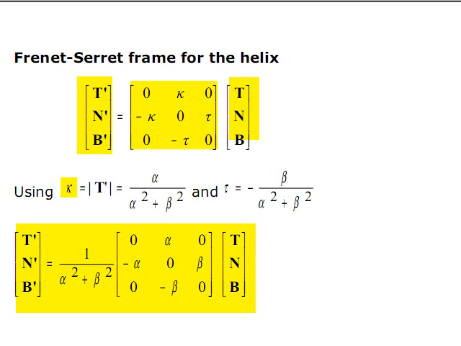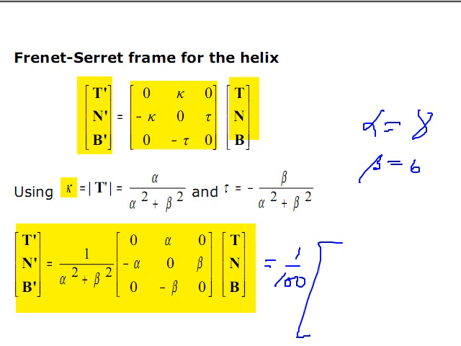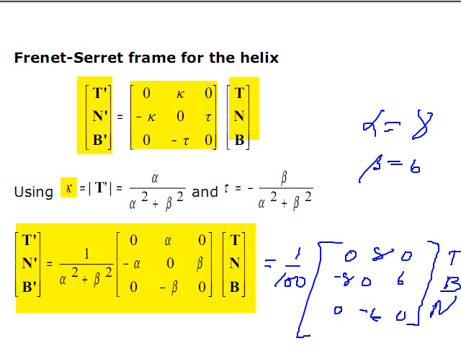Now if you have some numbers, it's pretty easy to substitute those. Okay, in this case we have 1 over 100 because our alpha was 8 and the beta was 6. So then the matrix is 0, 8, 0, minus 8, 0, 6, 0, negative 6, and a 0, and then we have our t, b, and n vectors. And that's it for the helix.